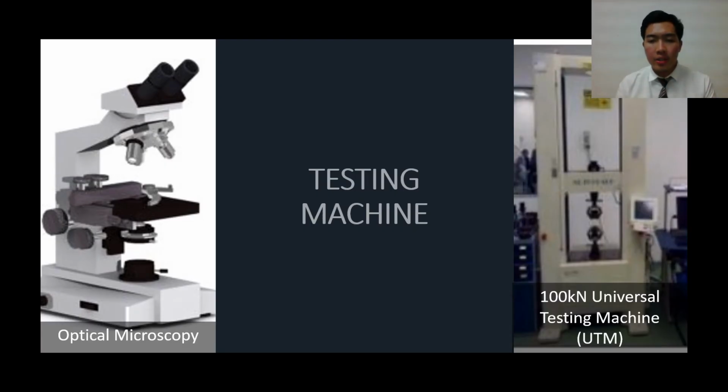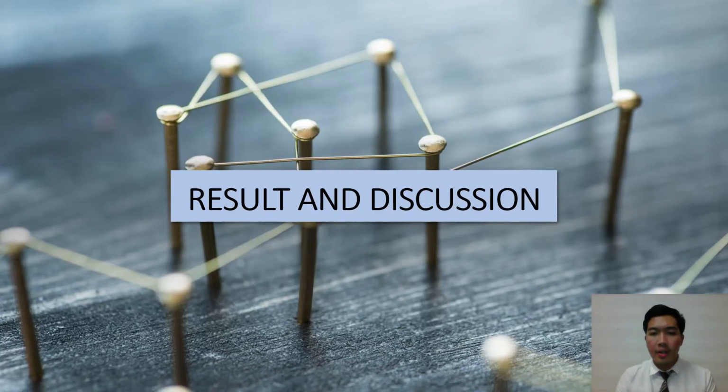After all the sample preparation is done, the testing for this sample will be conducted using optical microscopy for the microstructure investigation, and the tensile testing will use a 400 kilonewton universal testing machine. So the next chapter is result and discussion.